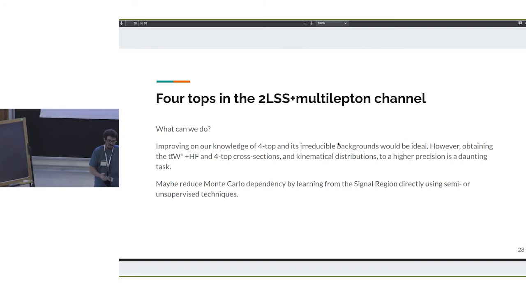So maybe an easy step, which is what I want to talk about, is to try to reduce the Monte Carlo dependency by learning directly from the signal region and using semi- or unsupervised techniques to incorporate the Monte Carlo and improve on it in a data-driven way that is able to keep it all verifiable.